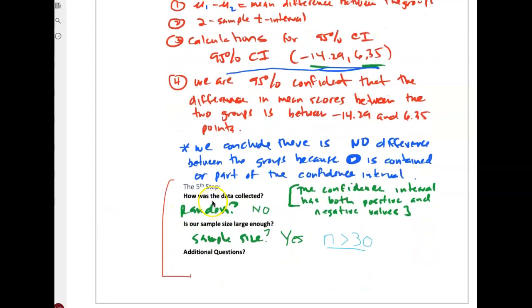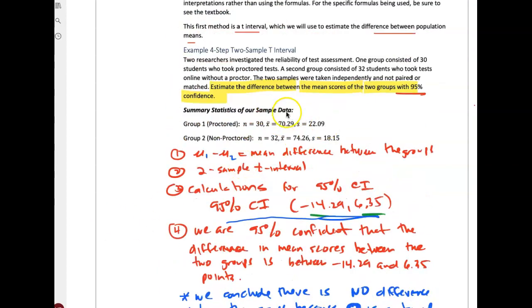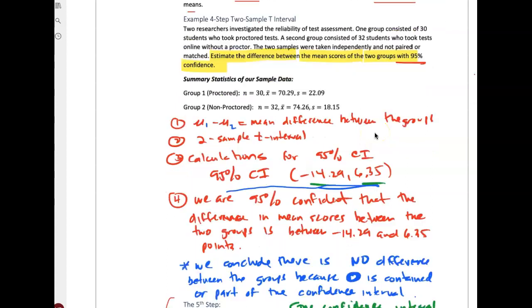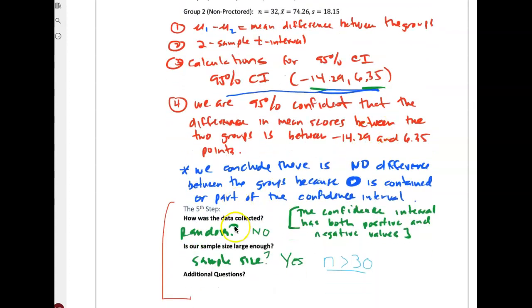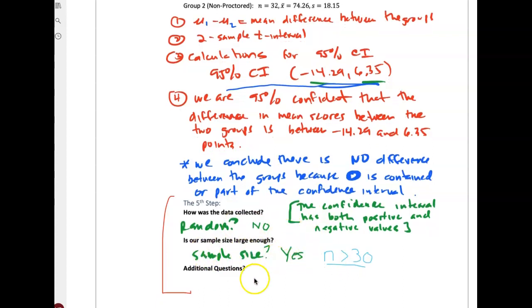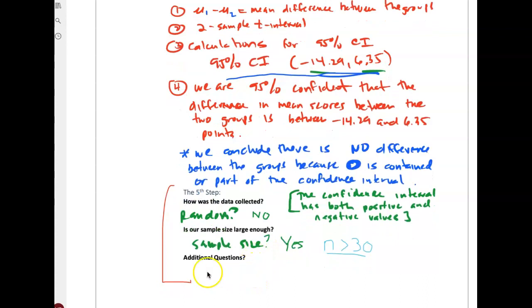Fifth step, is it random? I don't know. It doesn't say whether it was random or not. They were taken independently, though, but we don't know if they were randomly assigned, so it's undetermined. And the sample size, yes, it's large enough. There are a lot of research questions that can emerge from that, but that's just the idea of what the fifth step is.